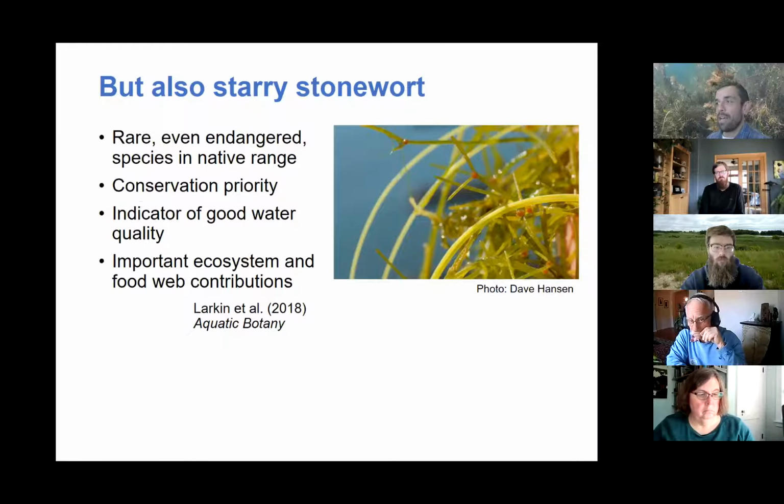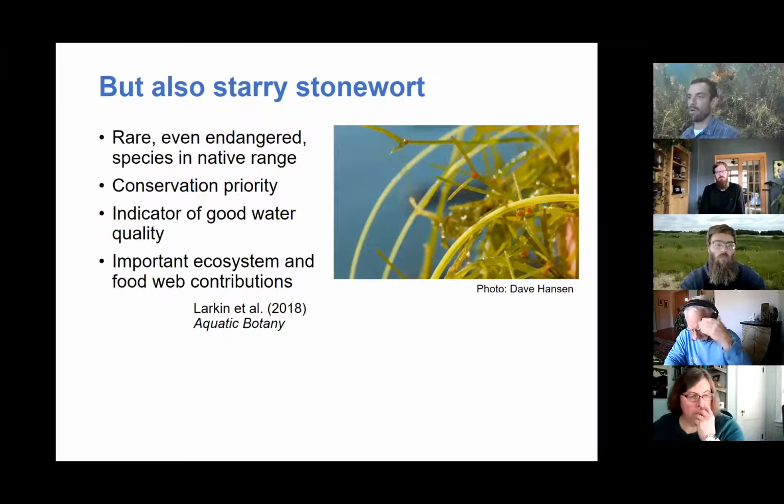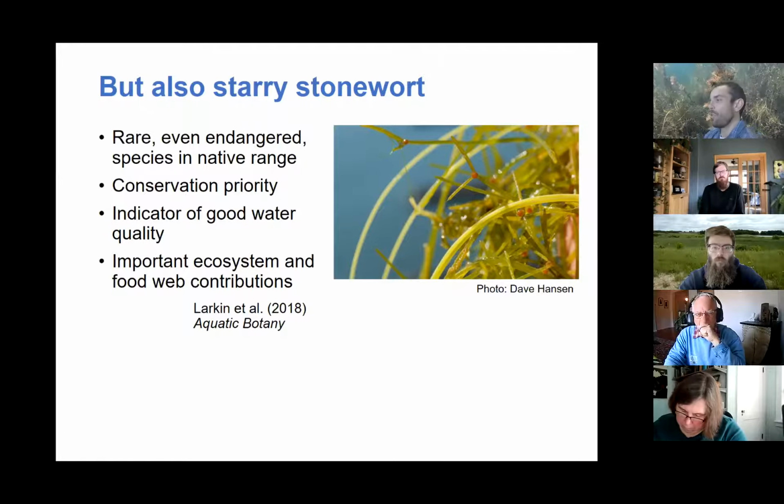But at the same time, with Starry Stonewort, you learn it's rare, even an endangered species in its native range. It's a conservation priority in many countries. It's considered an indicator of good water quality that makes important ecosystem and food web contributions. And so we had these strong qualitative cases on both sides, that Starry Stonewort's very bad or that we shouldn't be worried about it.